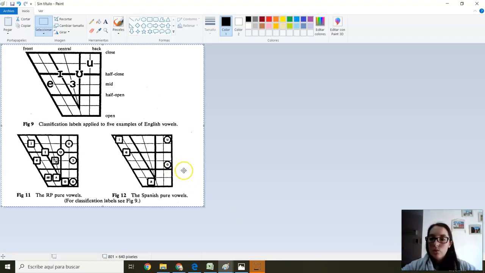O. It's a back vowel and it's in half open position. O, thinking of the tongue, remember. O. And oo is a back vowel and in closed position. Ooh, ooh, it's like at the back, but it's very near the palate.